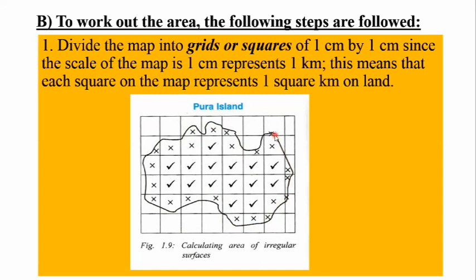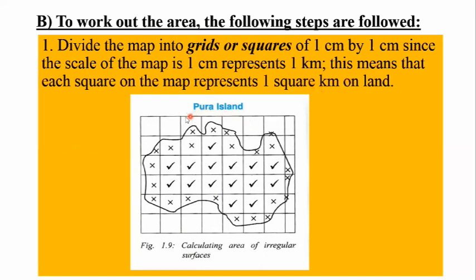So how do you find the area of a feature that takes the shape of an irregular shape? One, divide the map into grids of squares of 1 centimeter by 1 centimeter. Since the scale of the map is 1 centimeter represents 1 kilometer, this means that each square on the map represents 1 square kilometer on land.